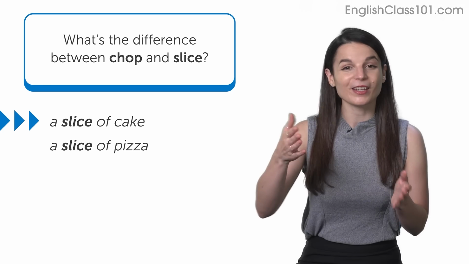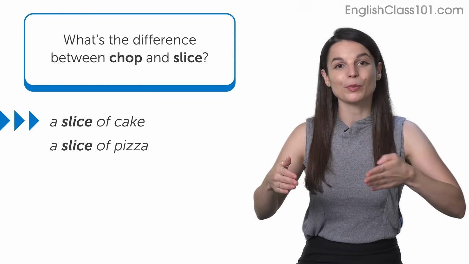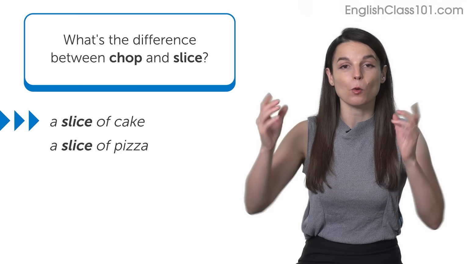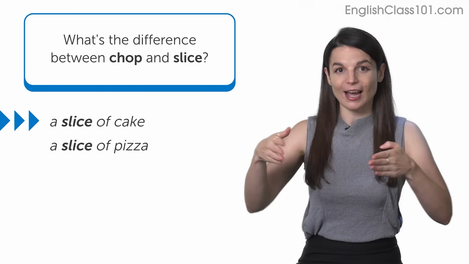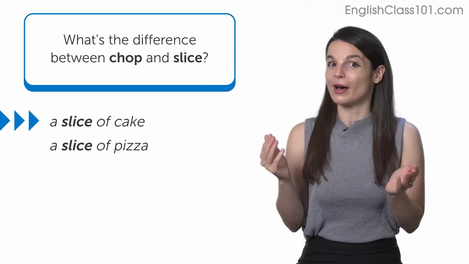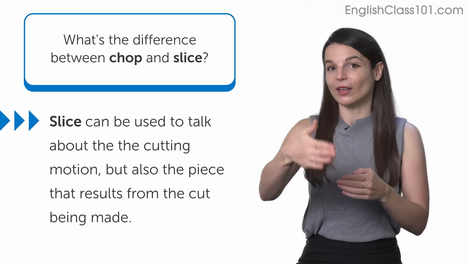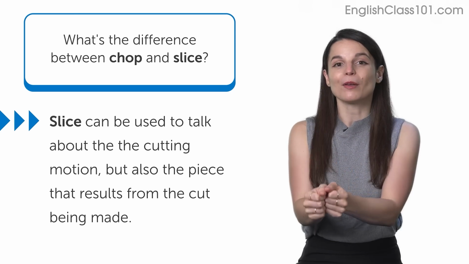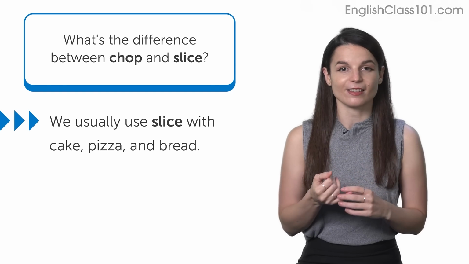Why is this? Because you can think of the same idea. We use one cutting motion on both sides to create one piece. We use the same word, slice, to refer to that new piece we created by slicing, yeah? So slice can be used to talk about the cutting motion and to talk about the piece that results from that.